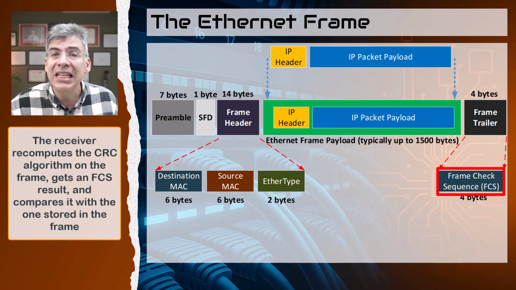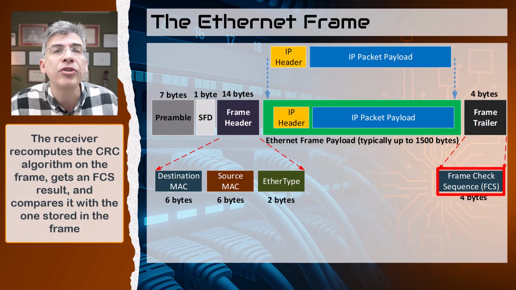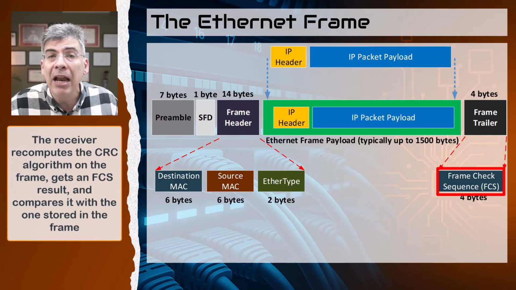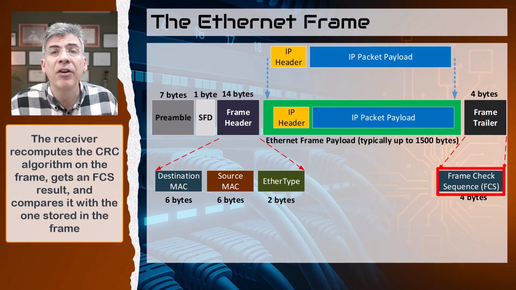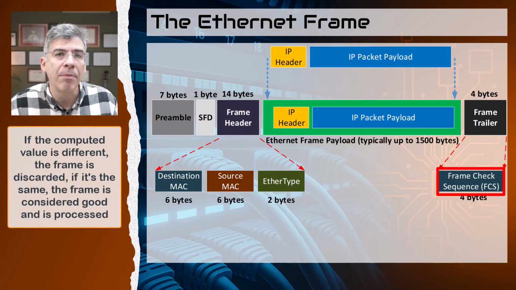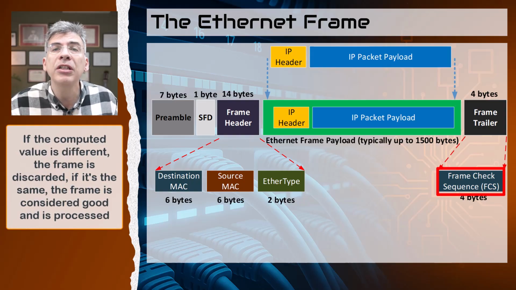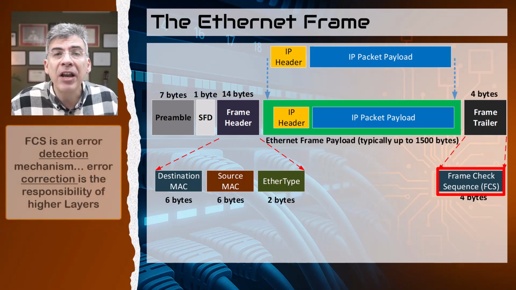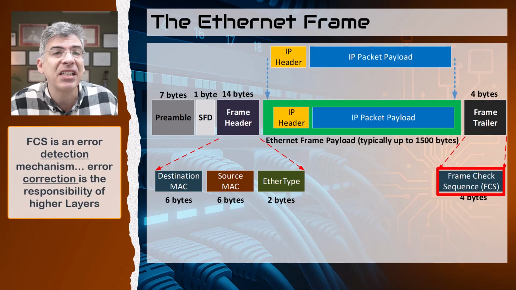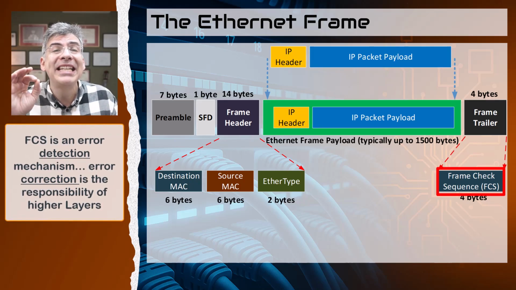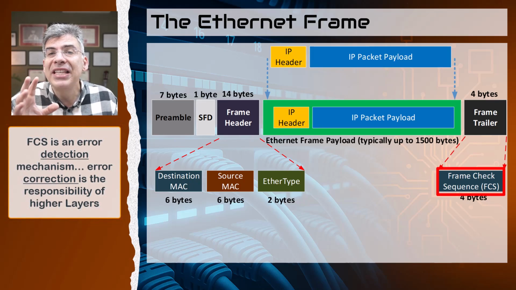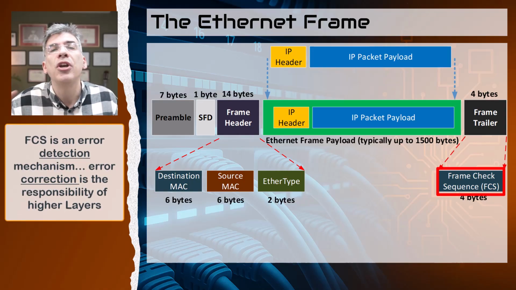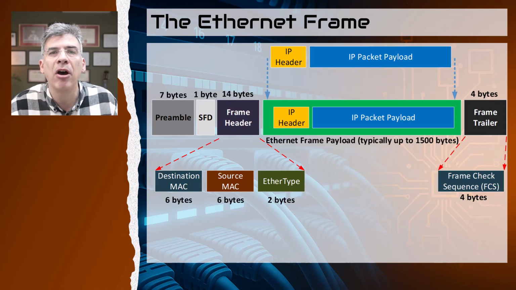The result is stored in the FCS field as the frame is being sent. Once the receiver receives it, the same algorithm is used to compute the value, and it's compared to the value in that field. If it's different, the frame is considered corrupted and dropped. If it's the same, all is well and the frame is processed normally. This is essentially an error detection mechanism, which eliminates frames that may have been corrupted by physical layer phenomena. It simply detects errors. It leaves the error correction mechanisms to higher layers in the OSI model.